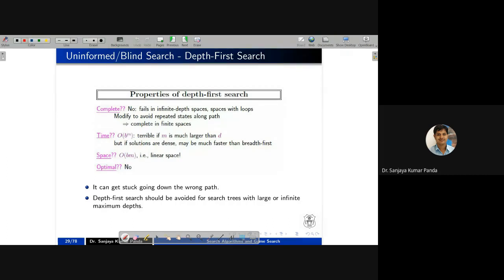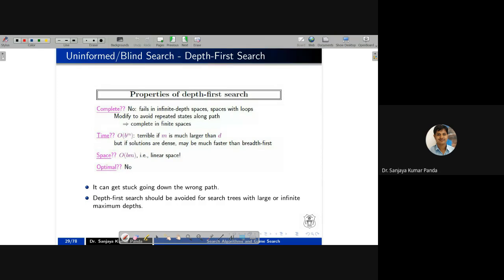It is not optimal because you have to place the children in any order. If you are lucky enough, the node that is present in the front of the queue leads to the goal node. If that does not lead to the goal node, then you will not get your solution easily. It can get stuck going down a wrong path. So depth first search should be avoided when you know that the search tree has a large or infinite maximum depth.